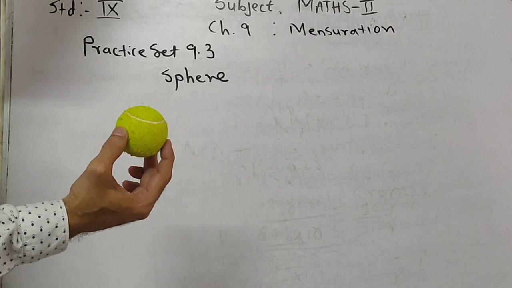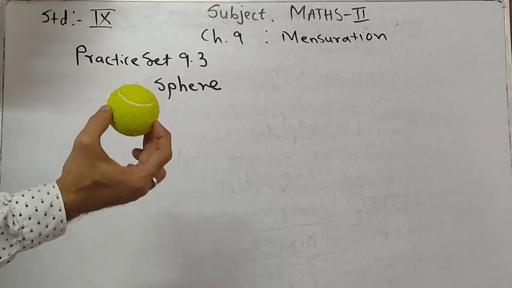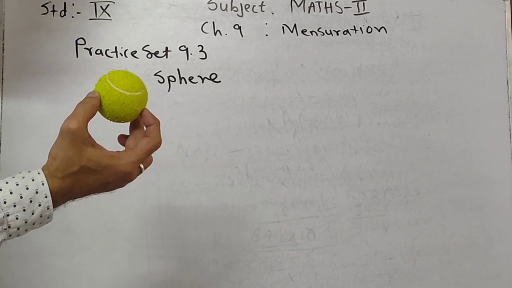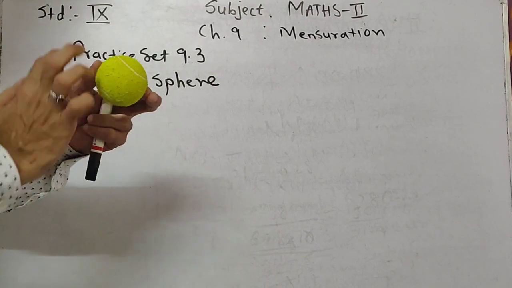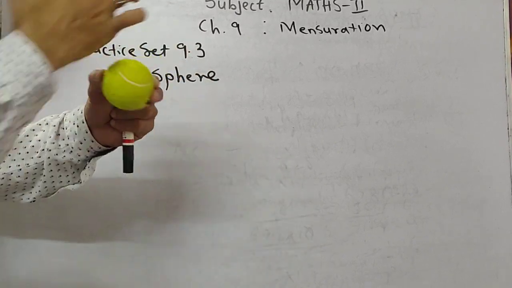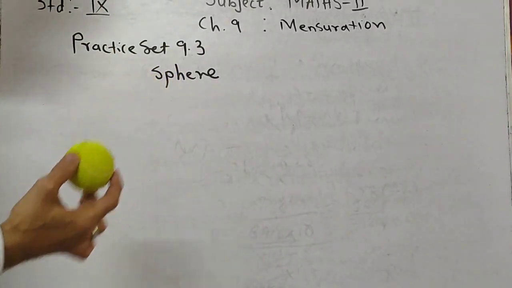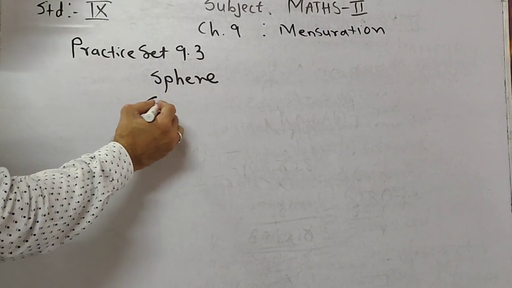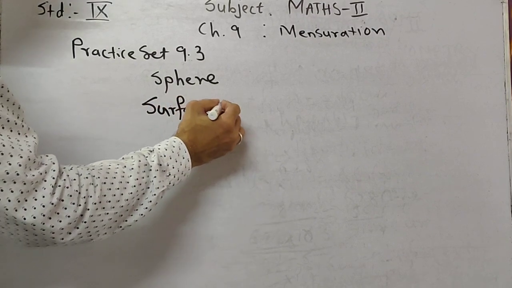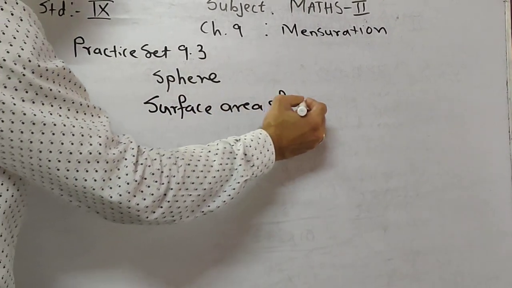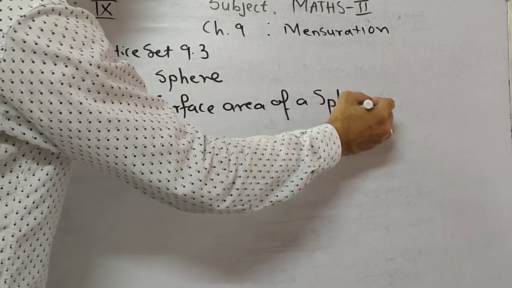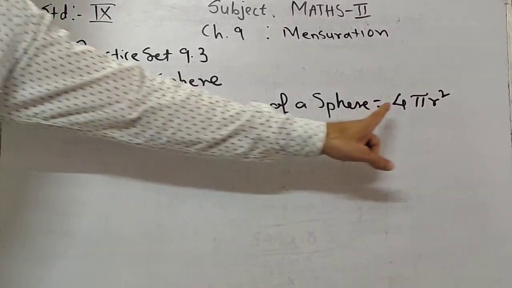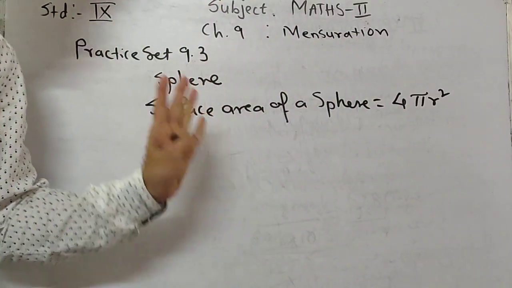Now, in a sphere we have four circles. 1, 2, 3 and 4. Four circles we have in a sphere. That is why the surface area of a sphere is 4 pi r square. Why 4 pi r square? Because there are four circles in a sphere.